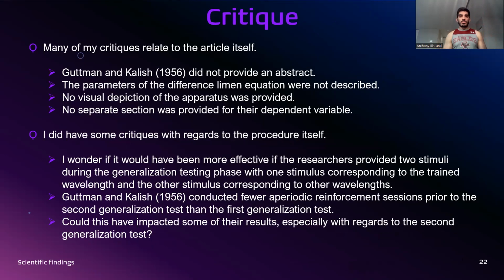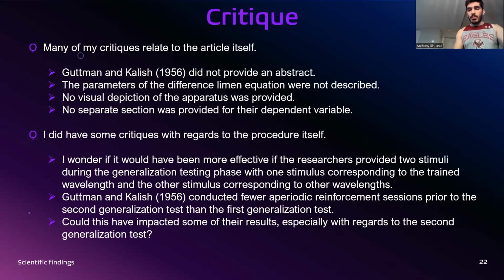So now for the procedure itself, one of my biggest things was that there weren't two stimuli that the organisms were selecting between. They just showed them one. So they trained them on a certain wavelength of light. And then during the generalization test phases, they just had one key illuminated, either with the CS or any deviation from the CS. Maybe it would have been better to have two response keys and they had to select between them, one being the CS and one being the one that deviated from it. I think that would have been maybe more effective, there might have been different results. Maybe they would have seen a relationship.